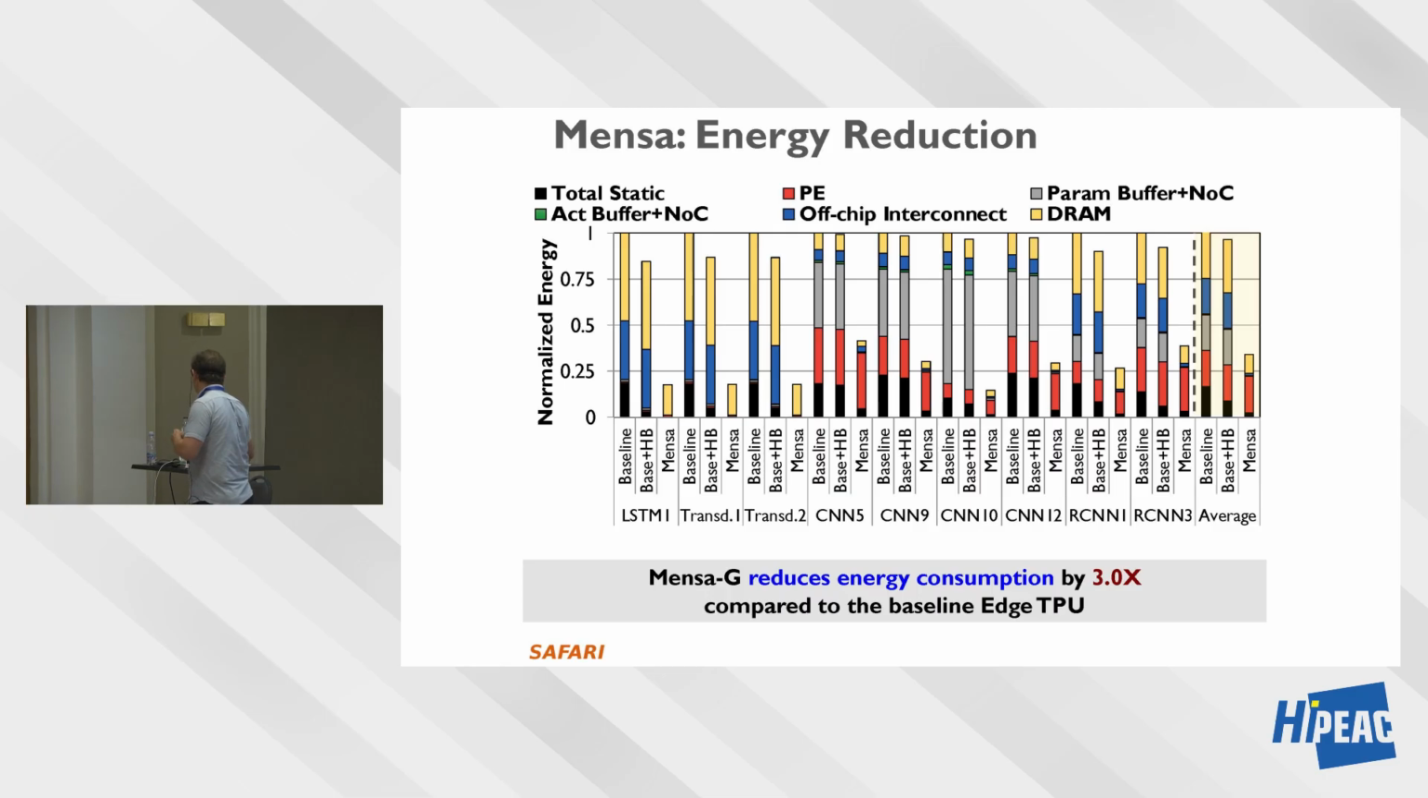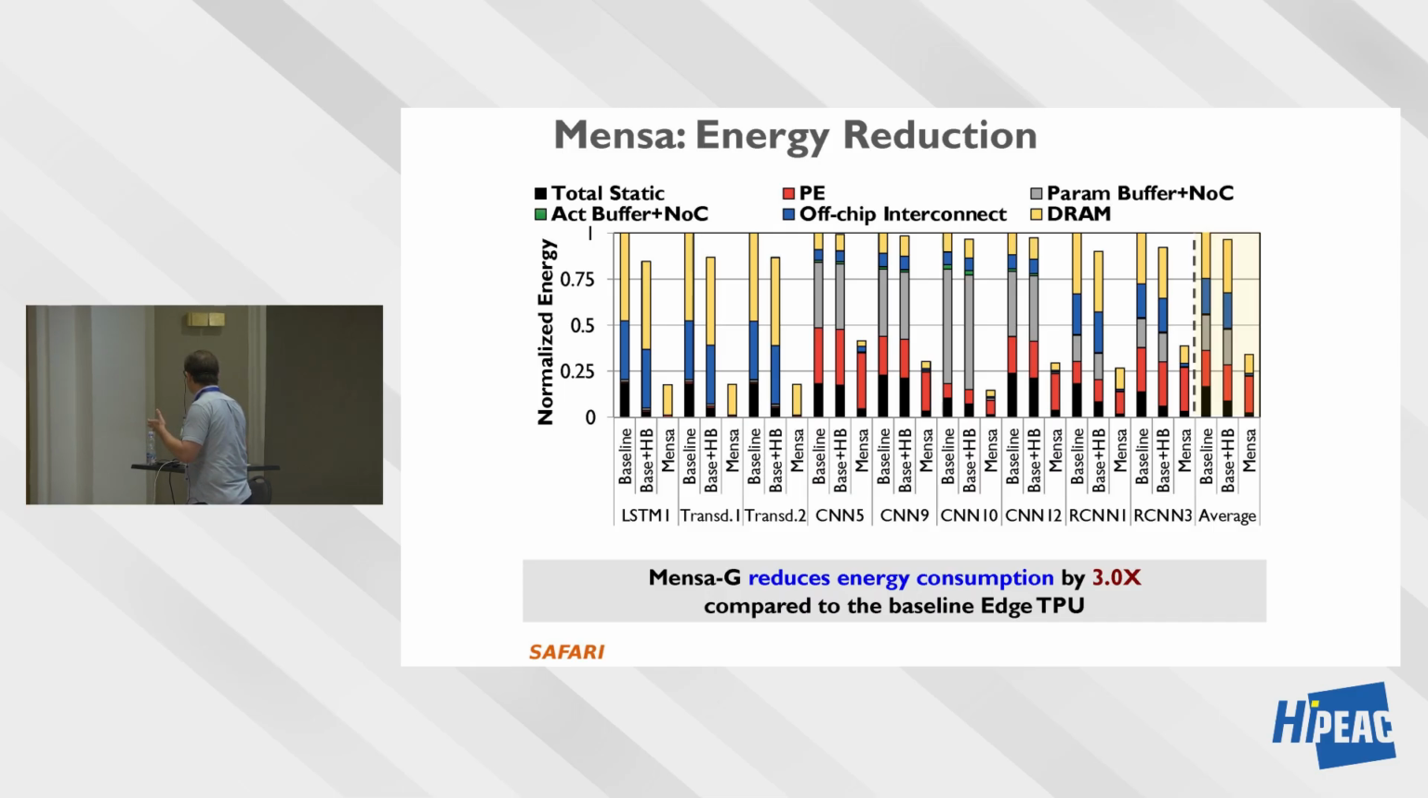This is energy reduction. I showed you this picture yesterday. These are the LSTMs and transducers, which are much more intensive, and these are the CNNs and RCNNs. This is the baseline. I'm going to pick one of these over here. This is what happens if you add high bandwidth memory to the baseline. At the time, TPUs didn't have high bandwidth memory. Now they have high bandwidth memory. So you get some energy reduction, but not a whole lot. And this is what happens if you actually employ what we propose. So you get a lot of energy reduction, as you can see.